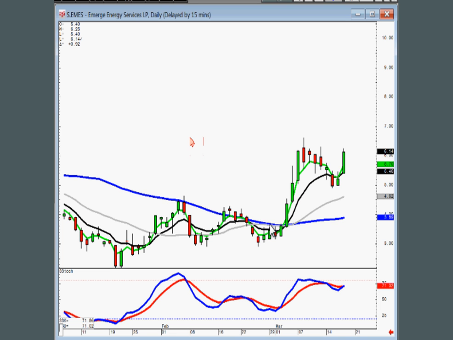This is EMES, another nice J-hook pattern. And why is it a good J-hook pattern? Because they pulled it back and they did the bullish harami, which told us the selling has stopped. And today they gapped it up a little bit right at the T-line, went positive. That's a pretty good indication that this wave right here and this wave right here are going to be approximately the same.